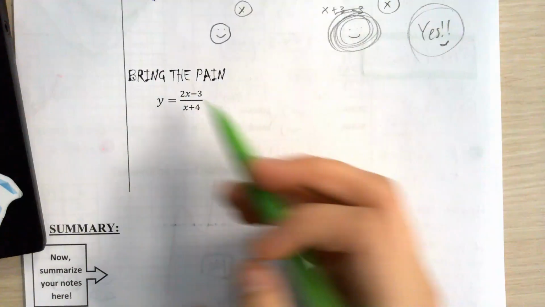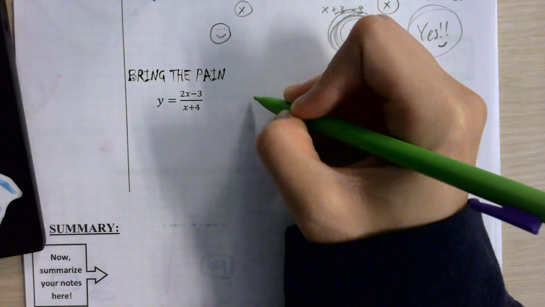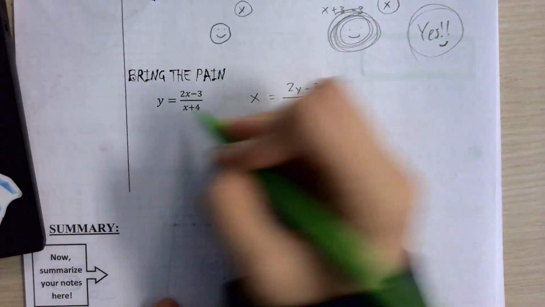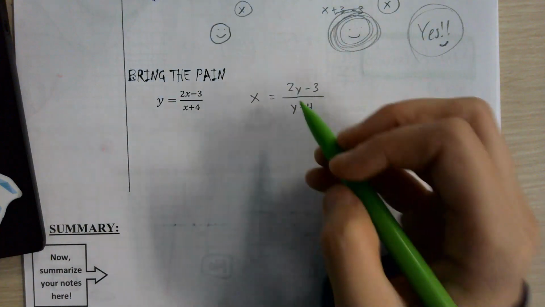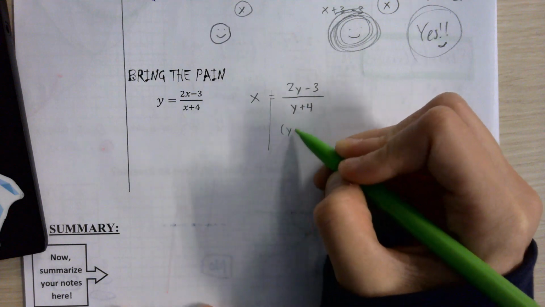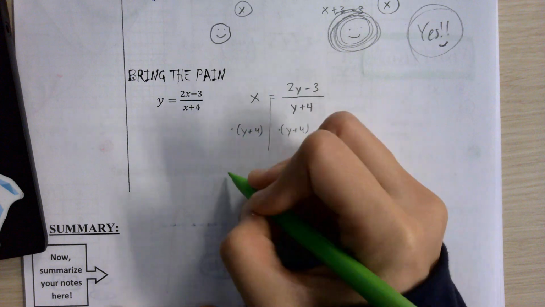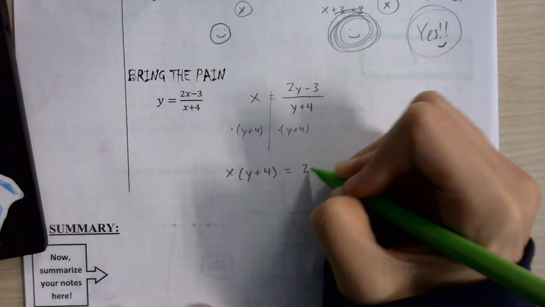All right, those are a little tricky, but I have faith in you. All right, finally, bring the pain. Find the inverse of this. So let's switch our x's and y's. We have x equals 2y minus 3 over y plus 4. All right, so first we'll want to multiply both sides by y plus 4 to get it out of that denominator. So we get x times y plus 4 equals 2y minus 3.